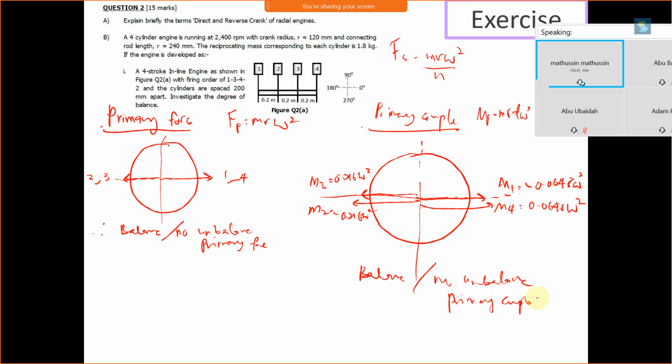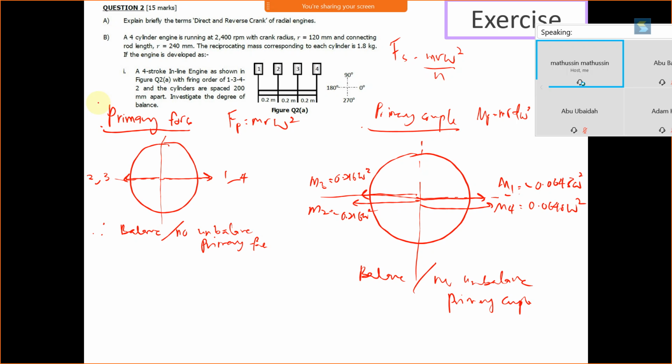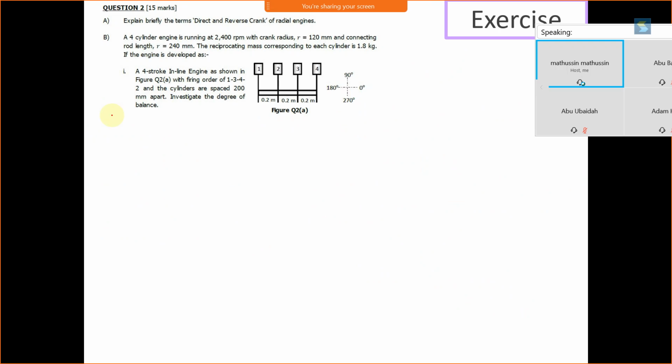Okay, this topic is easy. You just need to know the direction, that's the important part. Okay, next we are going to consider the secondary force. Secondary force. So this is number 1, number 2, and number 3, secondary force.